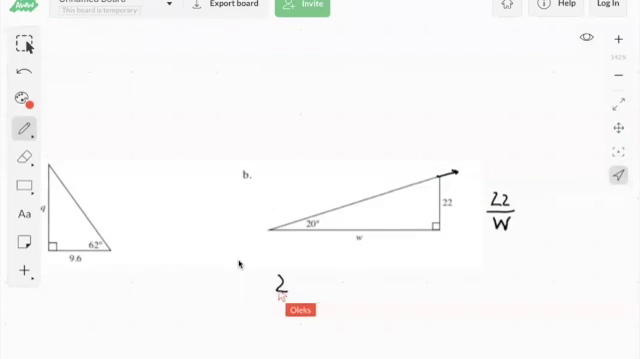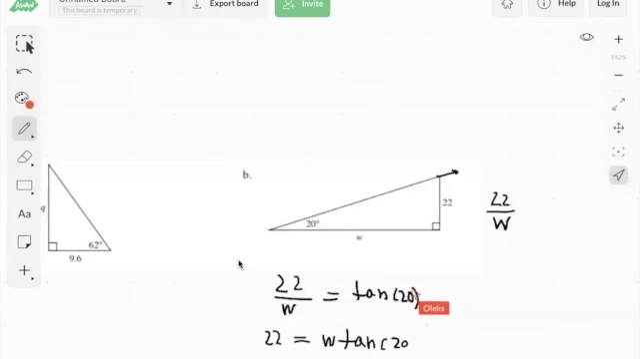So we can write that 22 over W is equal to tangent 20 degrees. And we can use this to solve the equation after we move some of the variables around. So let's multiply both sides by W: 22 is equal to W tangent 20. And make sure this is degrees. And we can divide both sides by tangent 20 to get W by itself. W is equal to 22 over tangent 20.